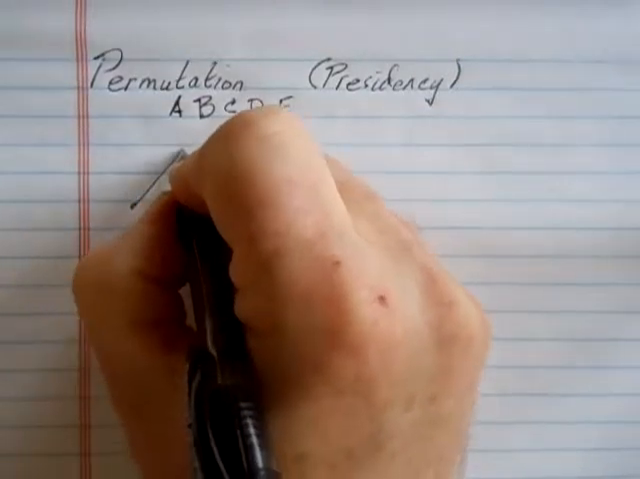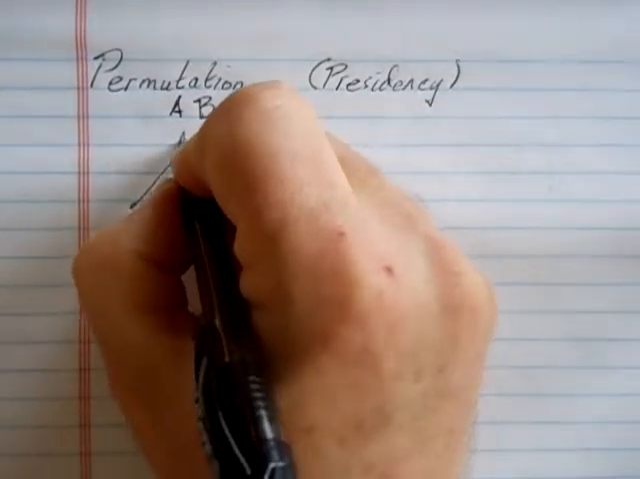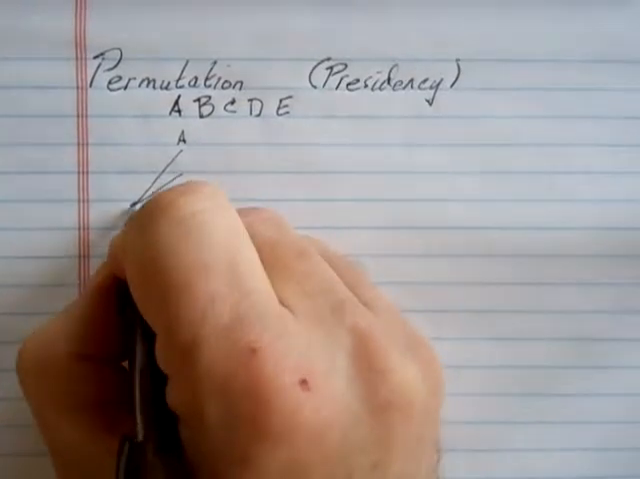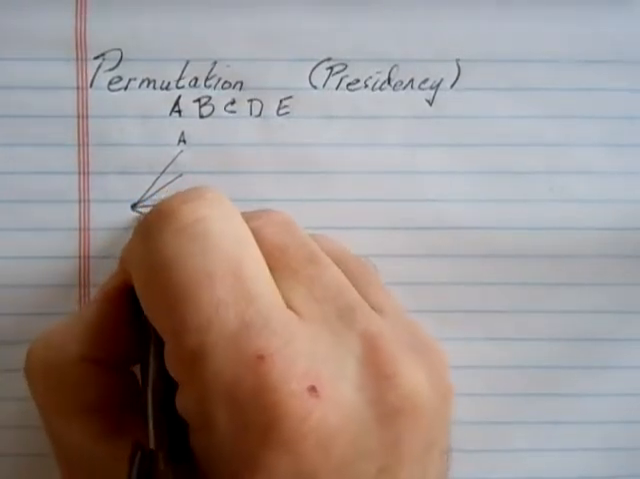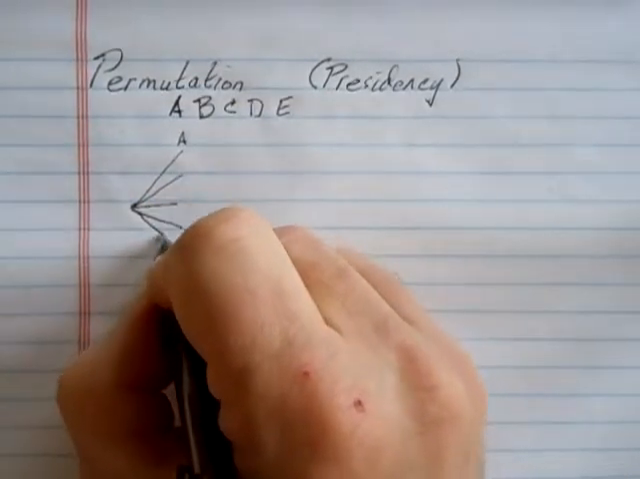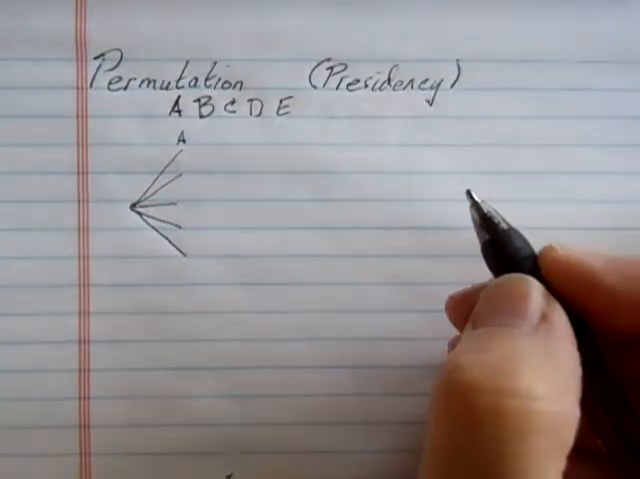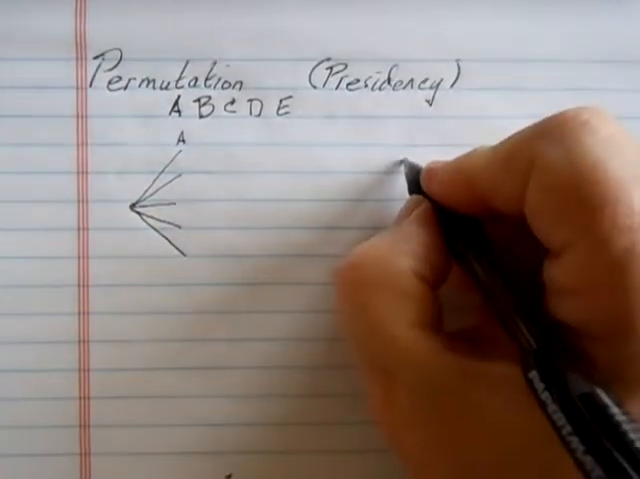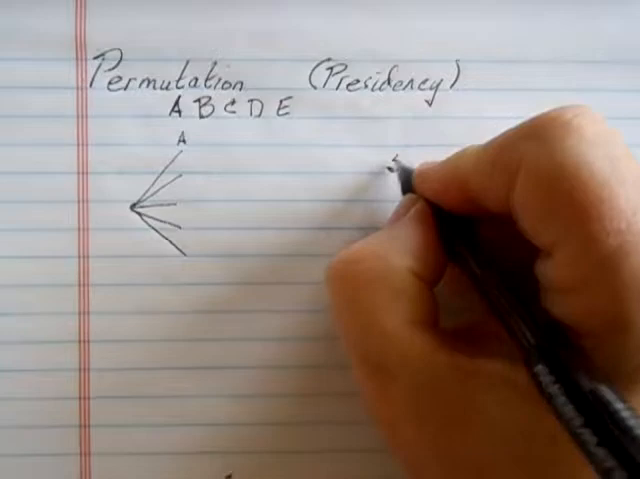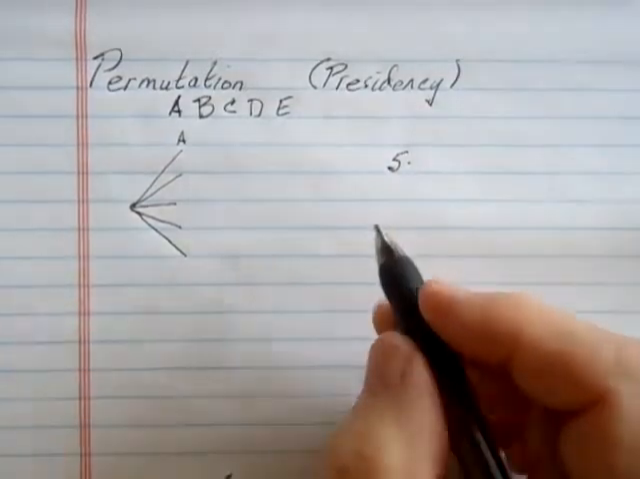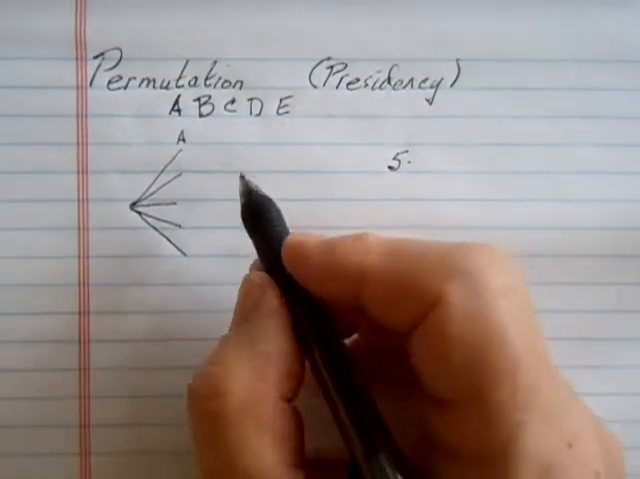Suppose that we started out and picked the president first. Notice that there are 5 ways that we could do that. The president could either be A, B, C, D, or E. So there's at least 5 different presidencies. There are 5 different permutations.